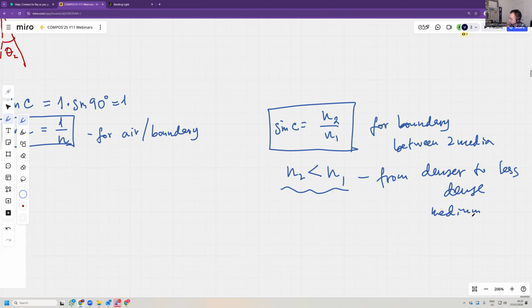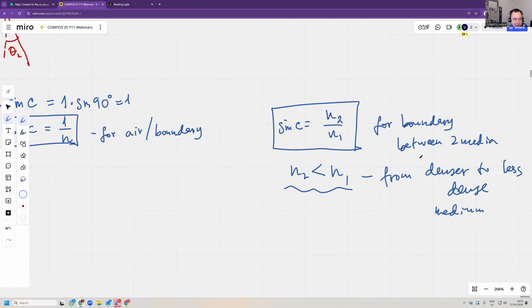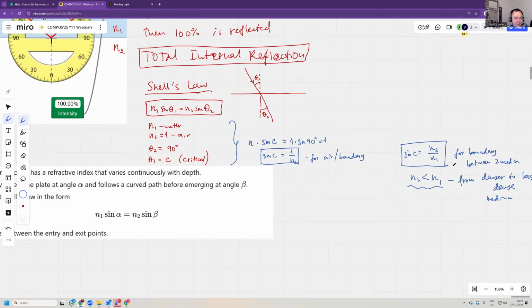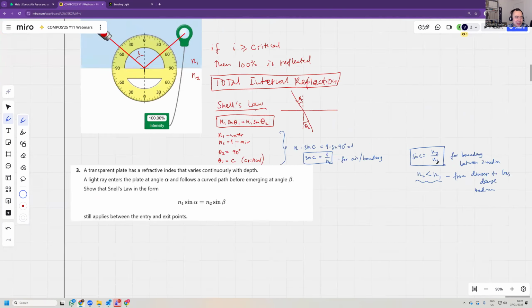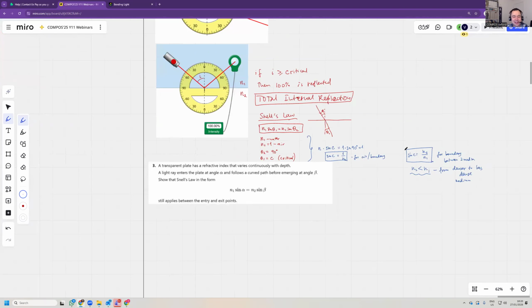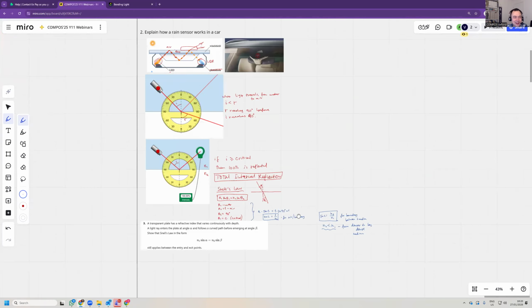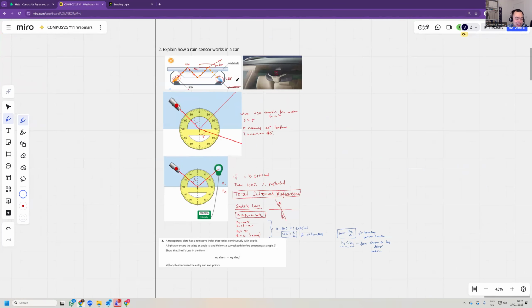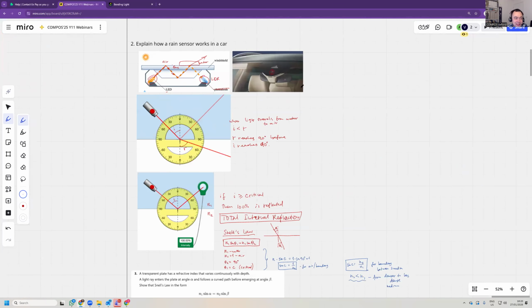I'm sure in school you've learned, or at least you know something about refraction. Okay, so what's going on with the light sensor, rain sensor? Sorry.